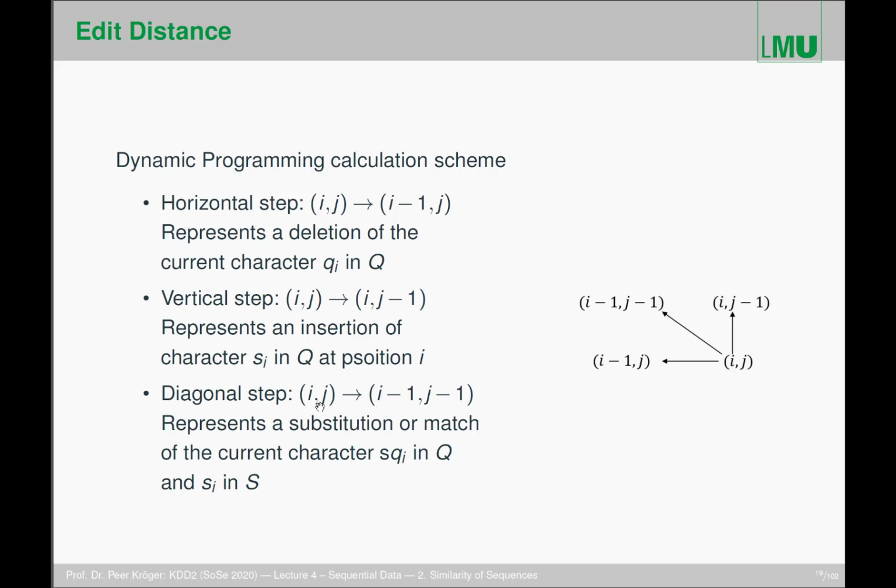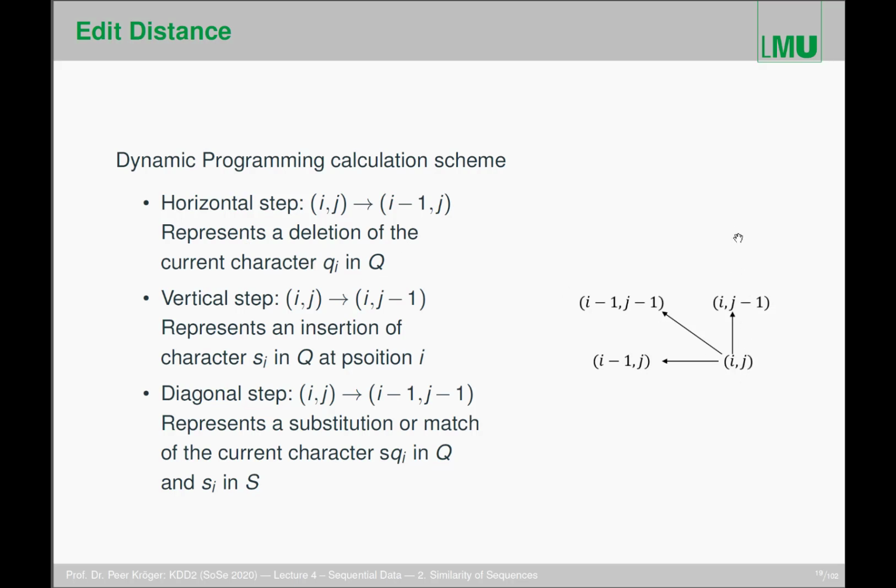So you go from the position ij to i minus 1, j minus 1 if there is a substitution or a match at the current characters qi and si in Q and S. If the corresponding element of S and the corresponding element of Q match or just need to be substituted, you go to the next position, which is i minus 1, j minus 1. Then a horizontal step to the left obviously represents a deletion of the current character in qi.